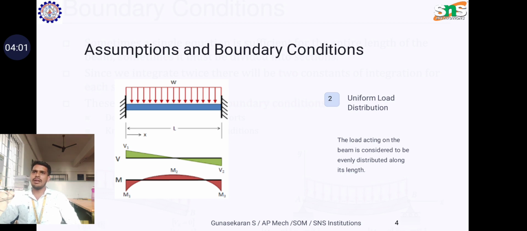Uniform load distribution refers to a type of loading where a constant load is applied evenly across the entire length of the beam. This loading is typically represented as a force per unit length. In structural analysis, uniform load distribution simplifies calculations because the load is spread constantly, leading to predictable shear force and bending moment.